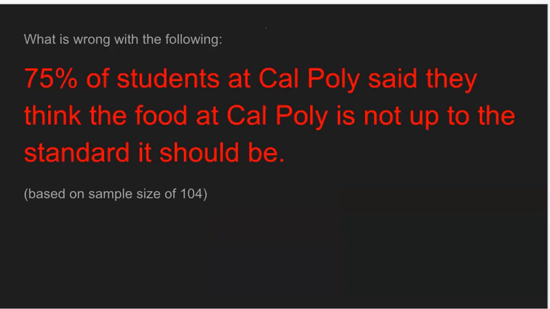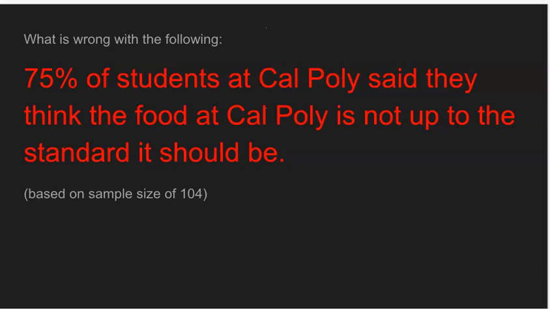So I want you guys to pause the video right now and think about what is wrong with this sentence. If I were to see this sentence in a paper, what would be wrong with it? "75% of students at Cal Poly say they think the food at Cal Poly is not up to the standard it should be." If I were to see that in a final paper, that is unethical and you do not want to use that kind of language.